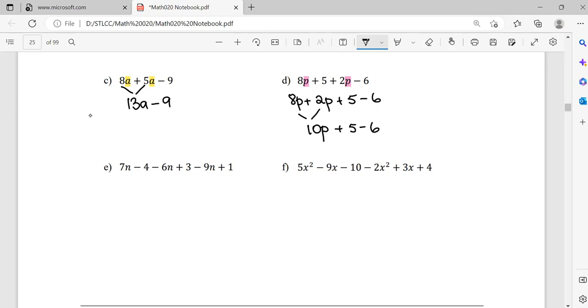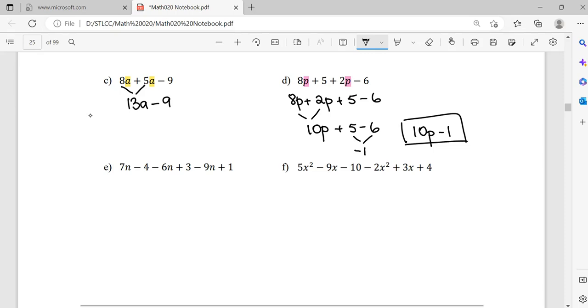You will not have negative values on your homework, but it's really hard to do any kind of combining like terms without negative values. So you would combine 5 minus 6, give you negative 1. So the answer would be 10p minus 1. Again, on your homework, you will not have negative values, but I thought that you might benefit from just getting a little bit of a taste of what's coming.